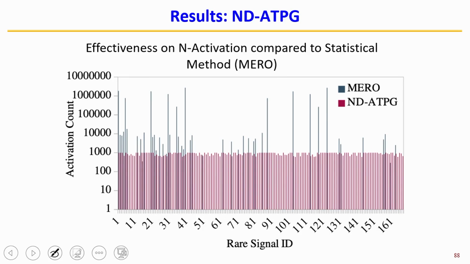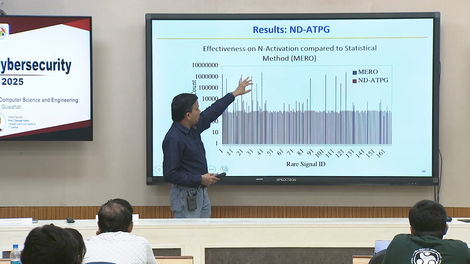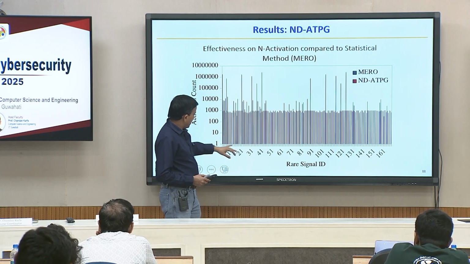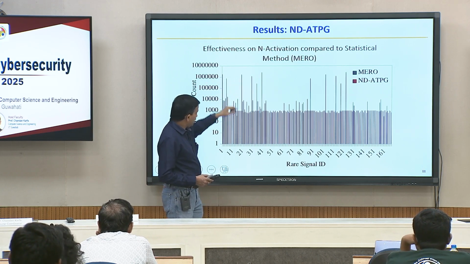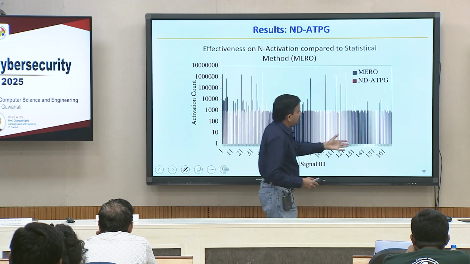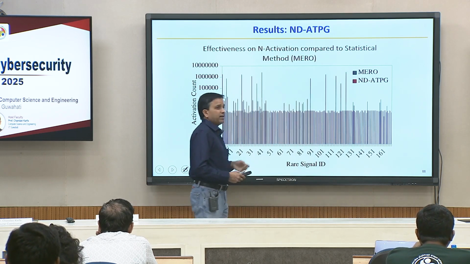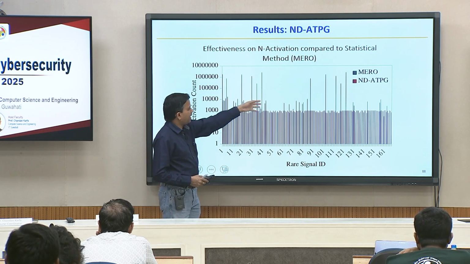In this particular example, I do not remember exactly, we had about 200 signals, 175 rare signals, and our objective was to do N-detect 1000, that means every rare signal I want to activate 1000 times. If you apply MERO, the statistical test pattern generation I talked about, by bit flipping, as you can see some of the rare signals got activated a million times, some of the rare signals are not even visible, it may not be 0, but pretty close to 0 or 1, because those are the dark black lines.